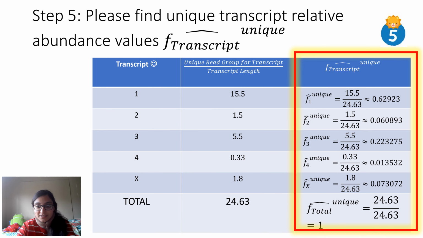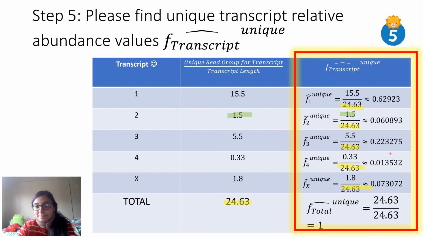Over here, you'll see that we just take the next example, this 1.5 here, and divide everything by this common total value, which is 24.63. It's just like a percent out of 100. As expected, these values add up to 1. This is 62.923%, which is a huge amount, and this is around 6%, not as great. This is 22.3%, about the second highest unique transcript relative abundance value.